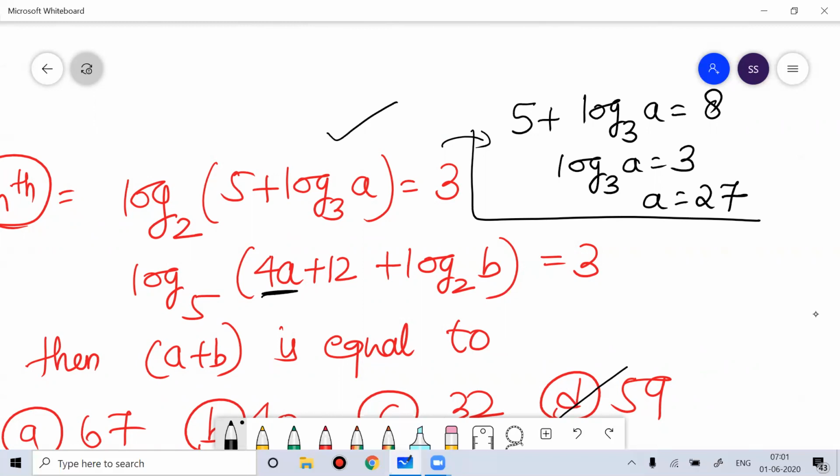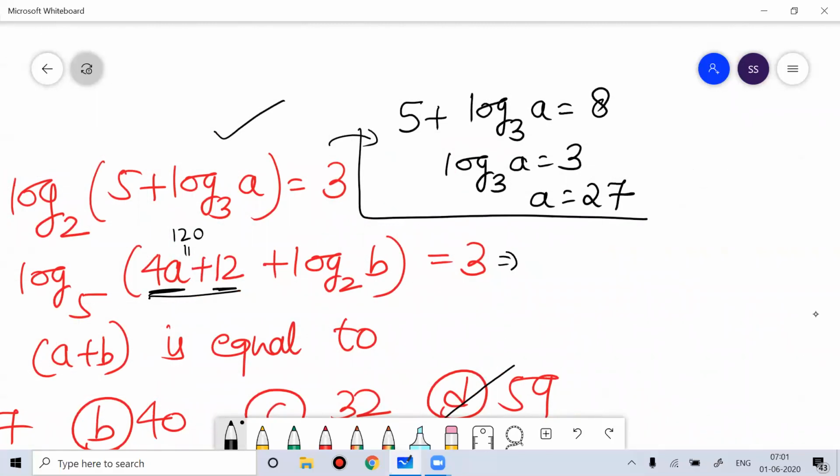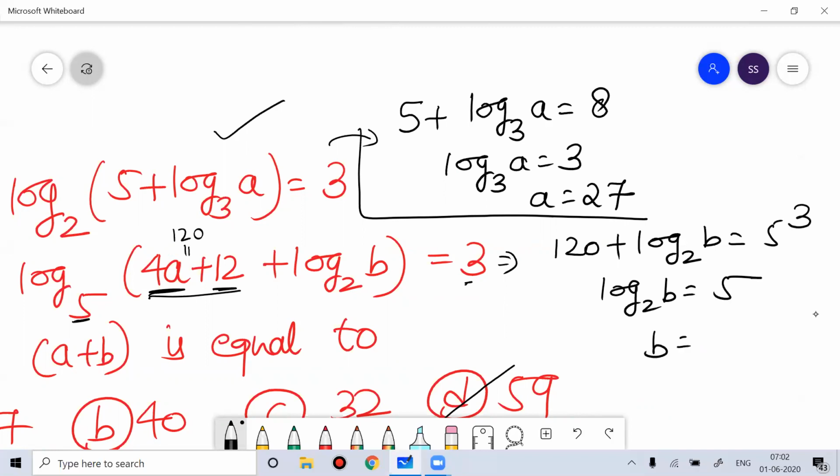27 fours is 108. 108 plus 12 is 120. Okay, so you got this. This is equal to 120. So now I can write this. Say this is 5, this is 3. Ultimately, I can write 120 plus log base 2 of b equal to 5 to the power 3. Log base 2 of b is equal to 5. Means b is equal to 32. So the value of b you got is 32. So what is a plus b? 27 plus 32, so you will get 59.